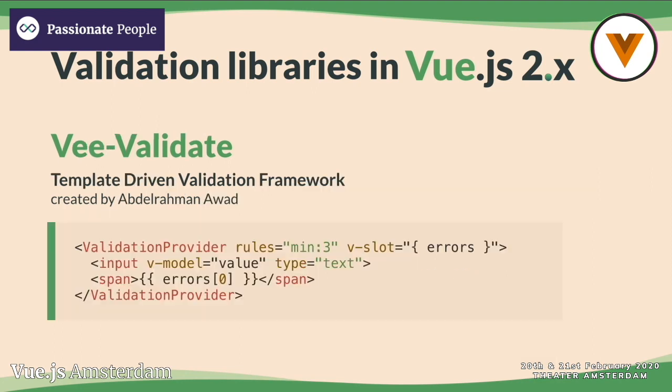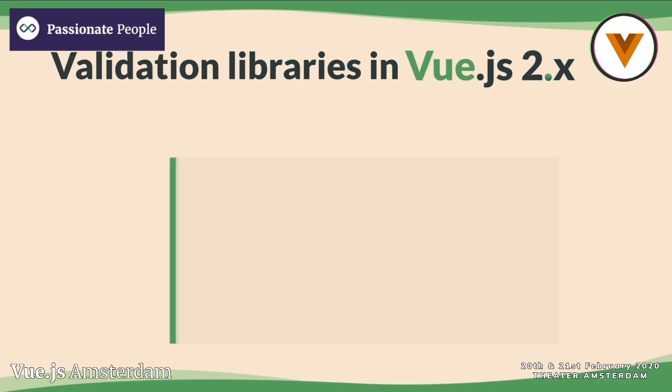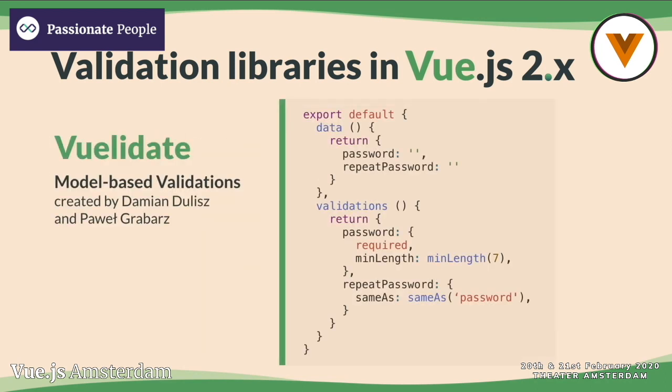VeeValidate is template-driven, and as you can see, we have the main validator put into the template, and this is going to be used to validate the input inside. Whereas Vuelidate is a model-based validation library. So we have this local state, password and repeat password. And then we have the validation rules, which have to map to the local state that we have, our getters, computed properties. We can validate anything with it as long as it is on the component. And then you pass some functions that should return either true or false, depending on whether the test is passed or not.